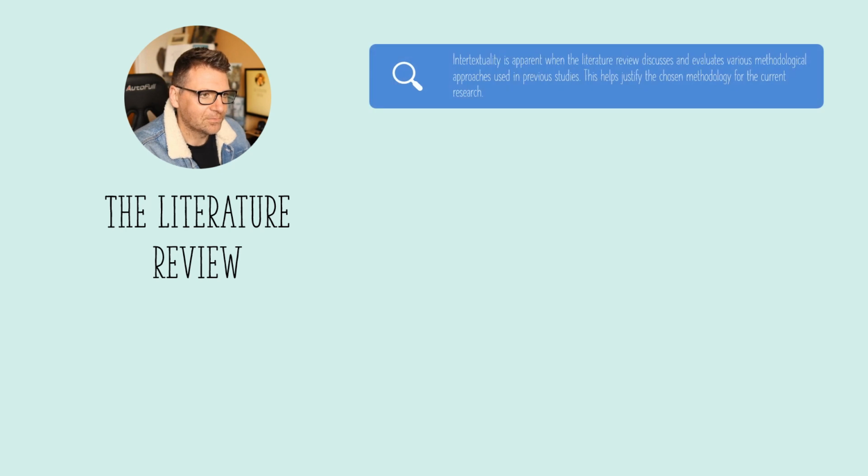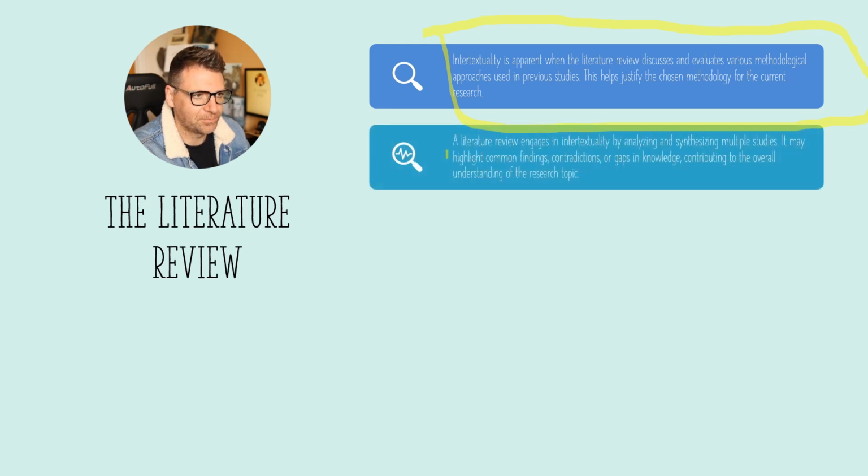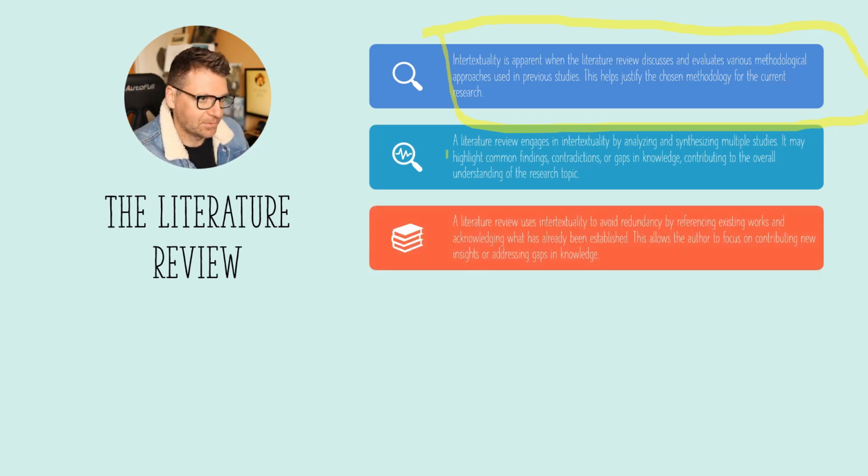Now look at this. I'm doing the Lord's work here, okay? There's some great information here. Intertextuality is apparent when the literature review discusses and evaluates various methodological approaches used in previous studies. This helps justify the chosen methodology for the current research. Very important. And it analyzes and synthesizes multiple studies. It may highlight common findings, contradictions, or gaps in knowledge, contributing to the overall understanding of the research topic.